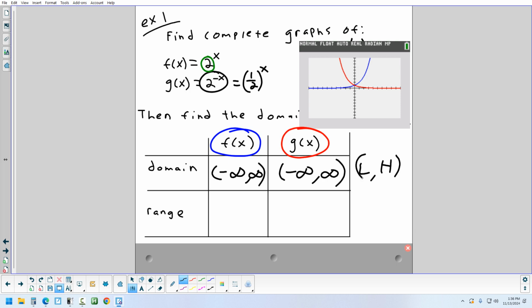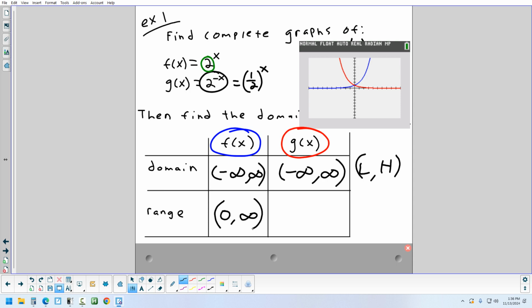Now the range. Look at the blue one. What's the lowest that it looks like the blue one goes? Almost 0. Does it reach it? No. And then would it be infinity? No, it's 0, but what symbol do you use? We don't include it, so it's the parenthesis. And then you go up to infinity. And you wouldn't include infinity because it's not like a number. You can't include it.